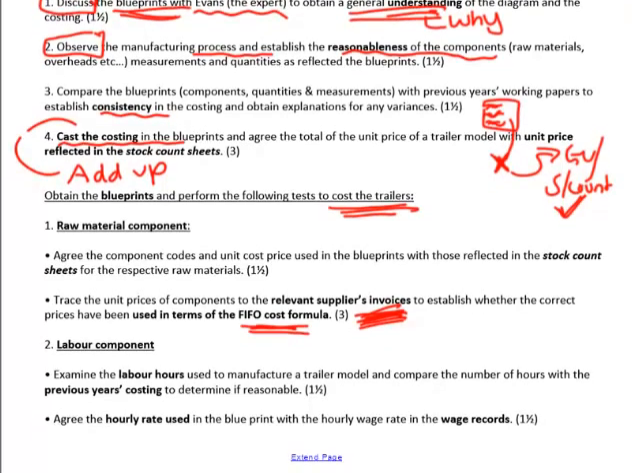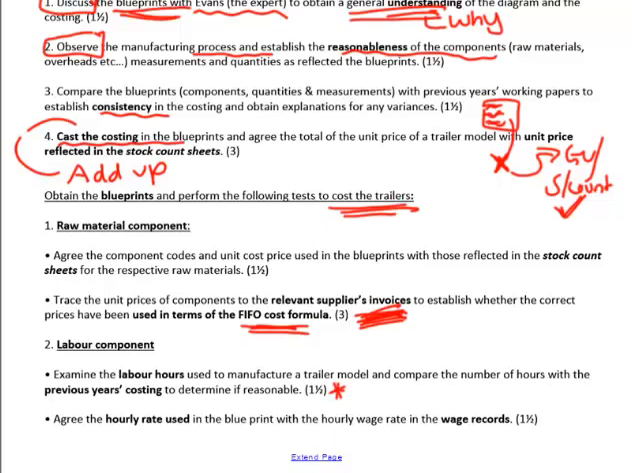Okay, for labor, we could examine the labor hours used to manufacture a trailer model and compare those number of hours with the previous year's costing. Okay, see if it's reasonable. If last year or if last month they were using 100 labor hours and this time around they're using 300 labor hours, that wouldn't seem reasonable. Why would they go up so much? It should be theoretically consistent.